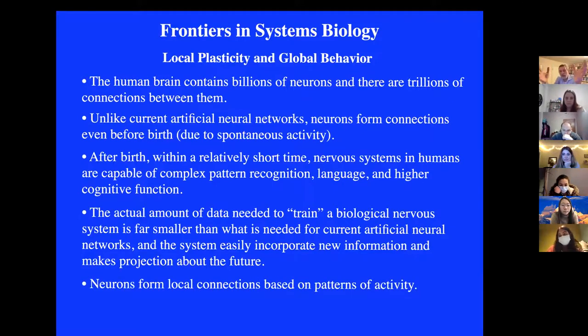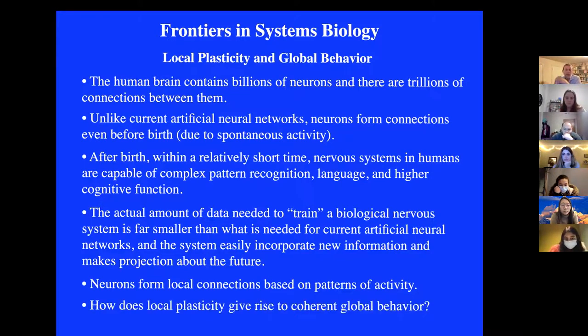Now, we know that neurons form local connections based on patterns of activity. And the big question is, how does local plasticity, changes in connections between neurons, give rise to coherent global behavior? Once again, that's a Nobel Prize, easy for you to grasp and take home. Another visit to Stockholm for you after you've taken care of the protein folding problem. This is the next thing you can solve.